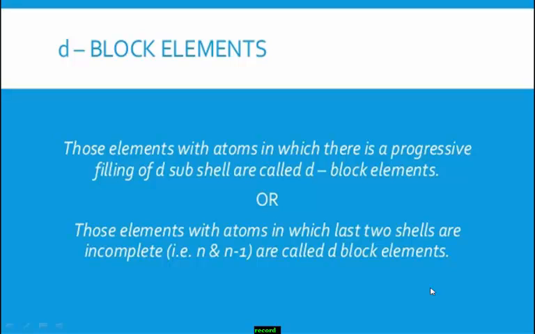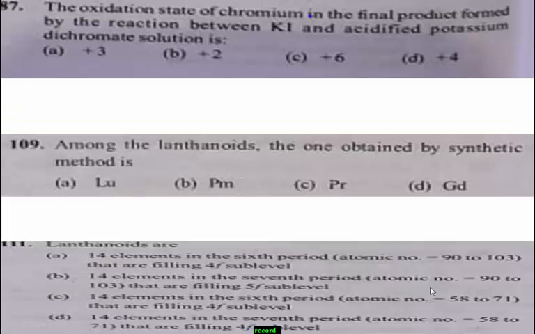In the previous video, we already discussed some multiple choice questions with answers on the chapter D and F block elements. In this video, I am going to solve some more different multiple choice questions on the same chapter, D and F block elements. So move to the questions. Next question number 87.